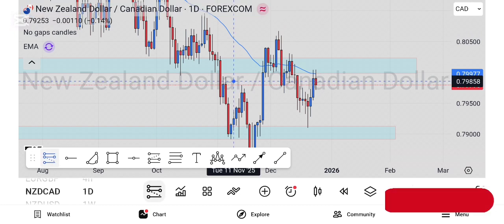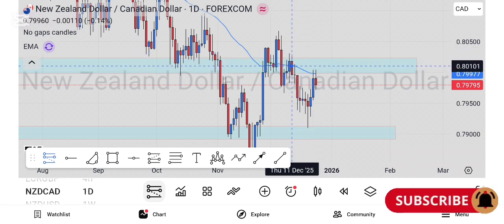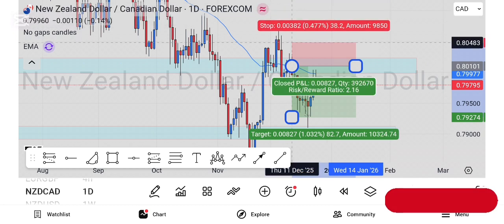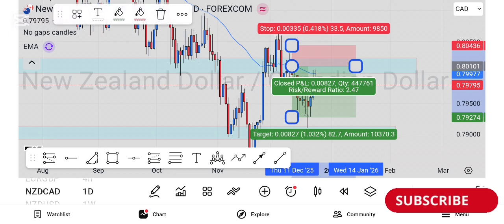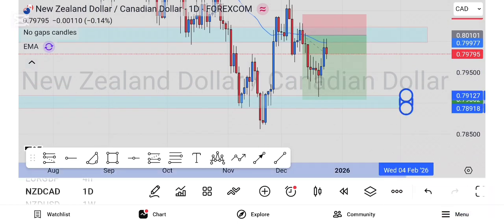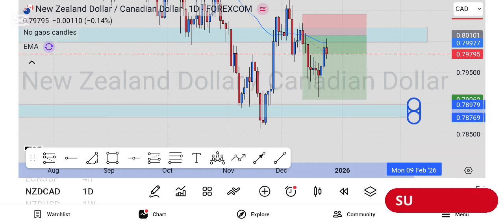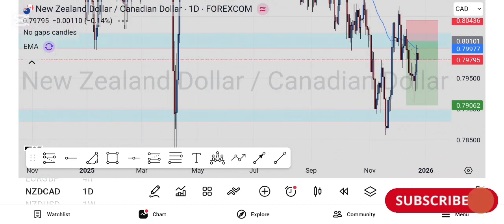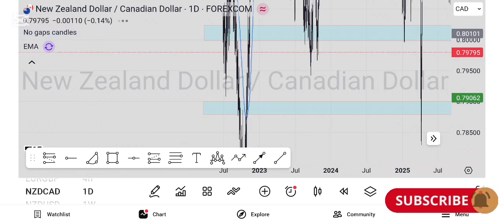On NZDCAD, I had a good move. As you can see on the screen, I entered somewhere here. My stop loss was somewhere here, but my take profit was not here. My take profit was a little bit down here. This was where I was expecting the market to come down to.